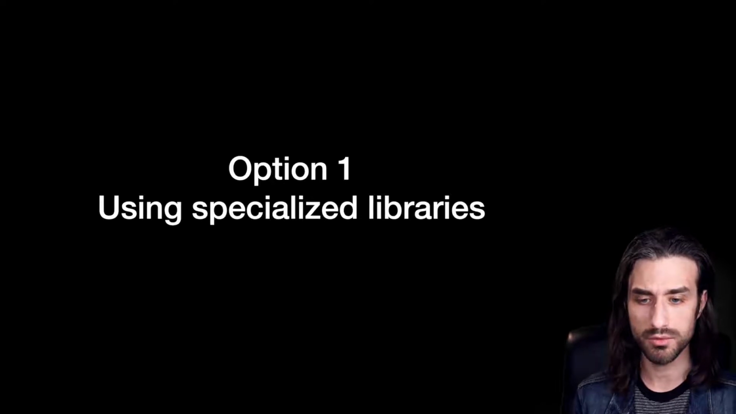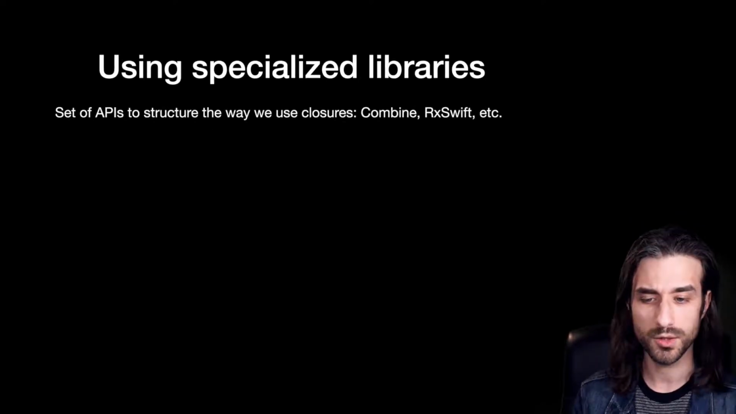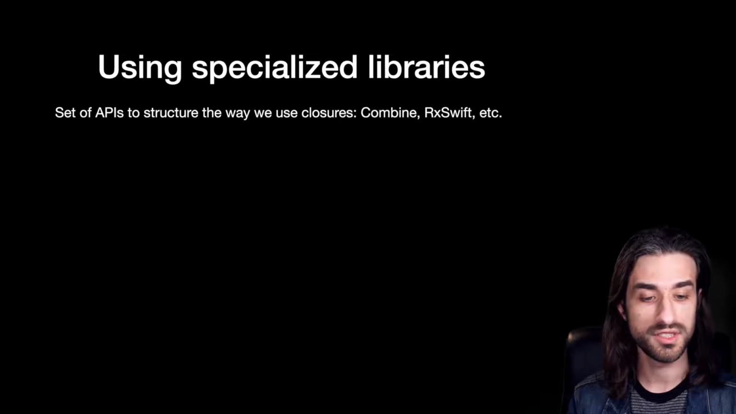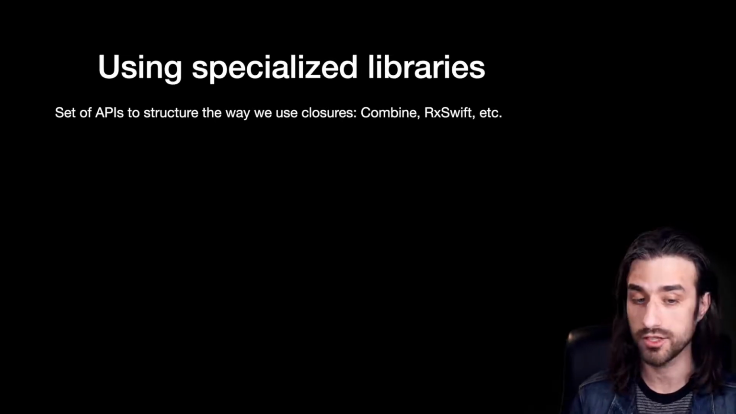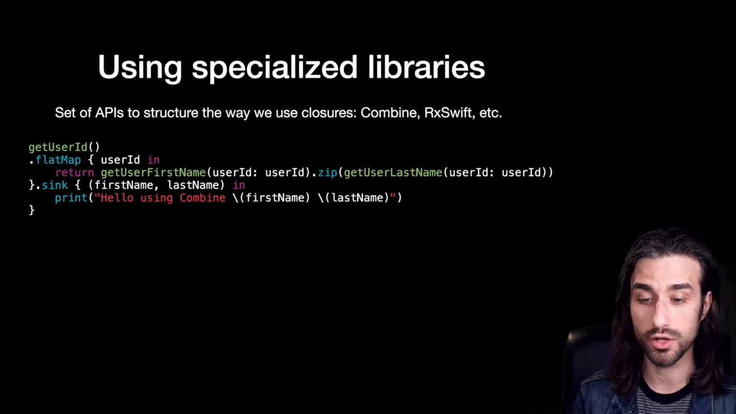And we actually now have some of them in iOS. So what we're going to do with this option is use a set of APIs to, we could say, structure the way that we use closures. This is how frameworks like Combine, RxSwift, PromiseKit, etc. work. So this is how the code looks.